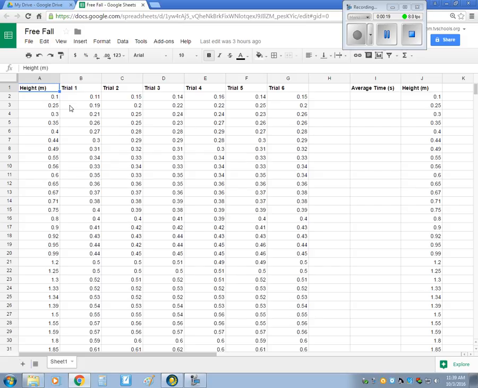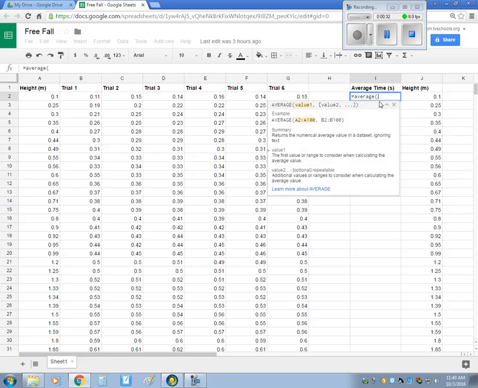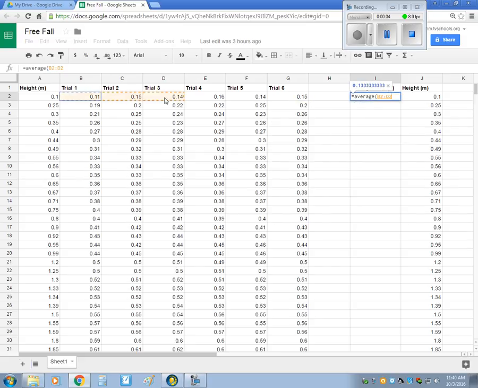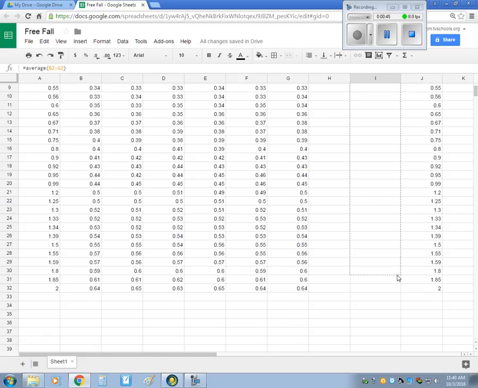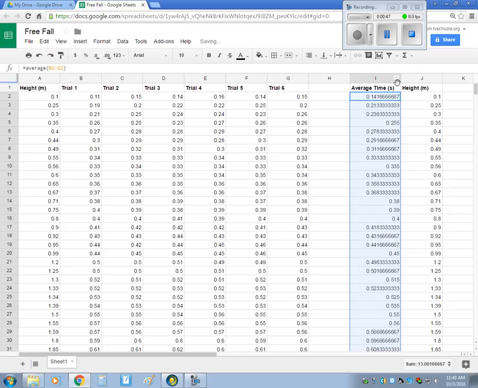The first thing we want to do is find the average of all these times. So I'm going to hit the equal sign. That tells the computer I'm getting ready to put a program in. I'm just going to type in the word average, and then in parentheses I'm going to highlight the numbers I want to find the average of. Then there's this little box in the bottom right corner. I can click and drag that down, and that finds the average for each one of those rows.